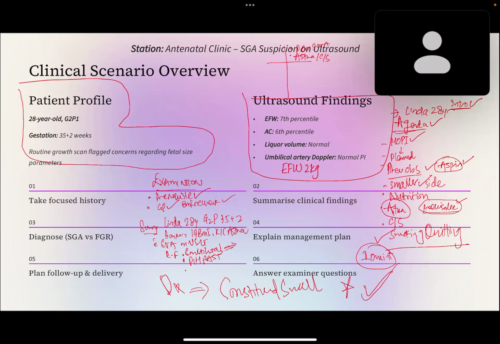So, what do I do now? I tell you the... Yes, manage your patient, doctor.